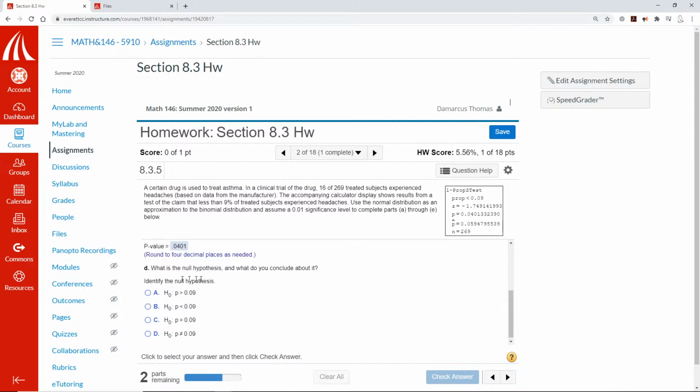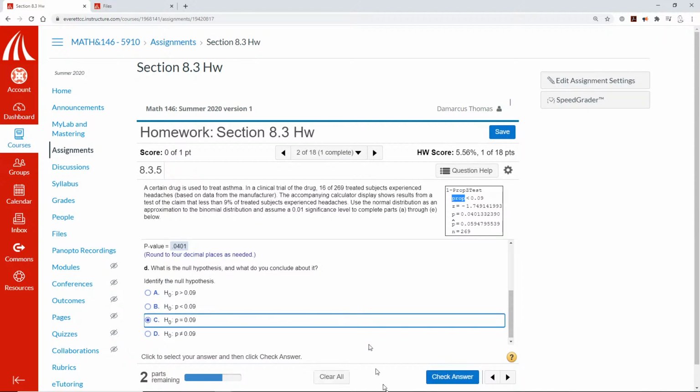What is the null hypothesis? Well, it looks like the null is saying that it's less than 0.09. So that's not the null. It's the alternative. The alternative has an inequality. The null has an equal sign. So the null must be H null, which is H sub-zero. H null is defined as the proportion, or it's assumed that the proportion is equal to 0.09.